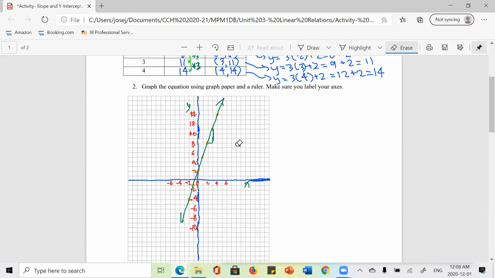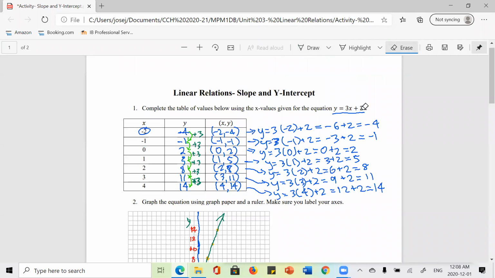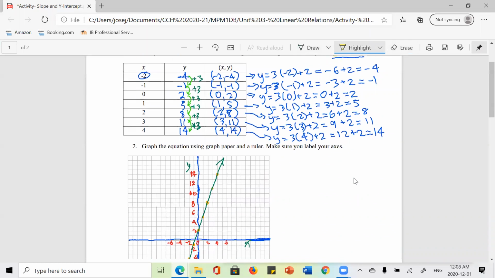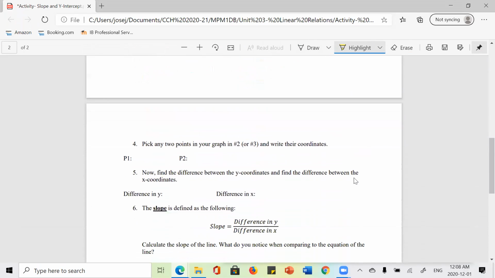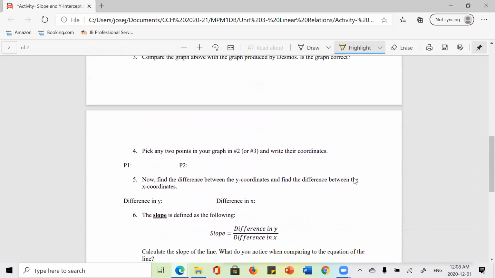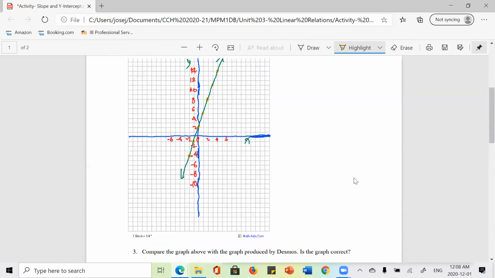So what does this really tell us? What's the connection between slope, y-intercept, and of course the equation itself? Some of you might already start to notice something special about this equation. This equation itself, y is equal to 3x plus 2. There's a 3 attached to that equation. So does that 3 actually indicate anything to you? Some of you might start to take a guess as to what's going to happen here. So what I want you to do for part 4 is pick 2 points on the graph, and then I'm simply going to ask you to write down their coordinates.